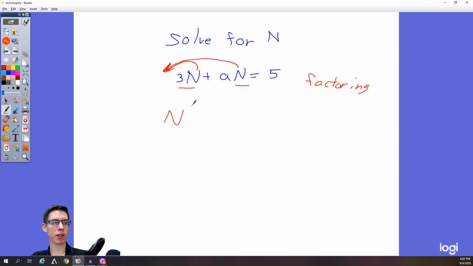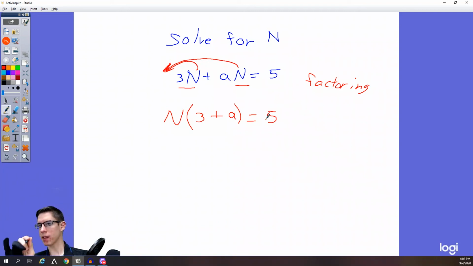And we're going to put parentheses. And these parentheses are going to contain everything that is left over after we remove that value, after we remove that n in this case. So the thing that's left over here is a 3, and the thing that's left over here is an a. And we leave all of that in parentheses, and we set it equal to 5. Now I've got n parentheses 3 plus a equals 5.